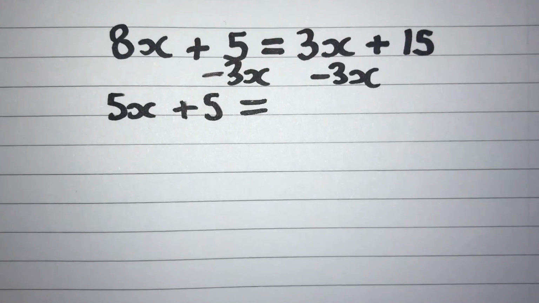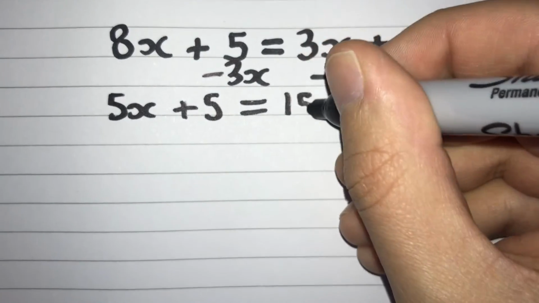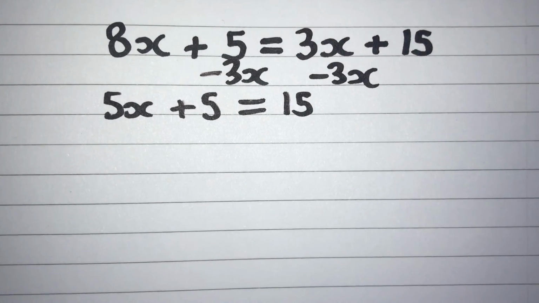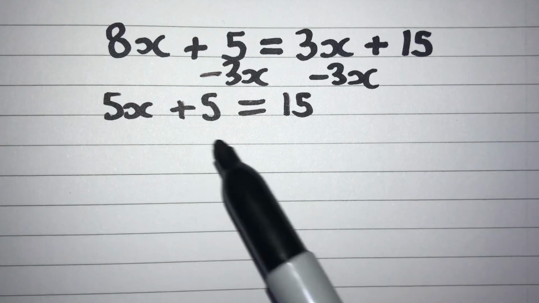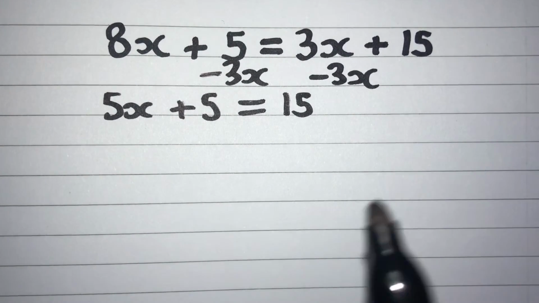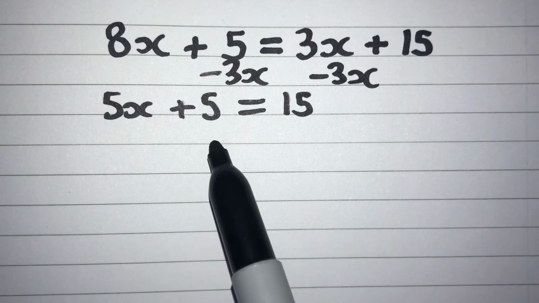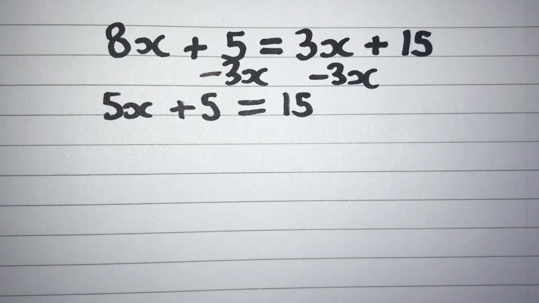And on the right-hand side, we've got rid of this 3x. We're just left with our 15. So now we have a two-step equation. We've got 5x add 5 equals 15. So whatever x is, if we multiplied it by 5 and added 5 to our answer, we'd get an answer of 15. So we need to work backwards to solve for x.